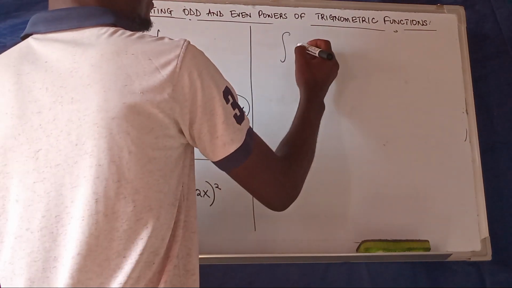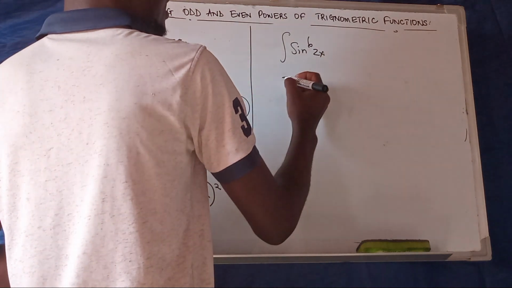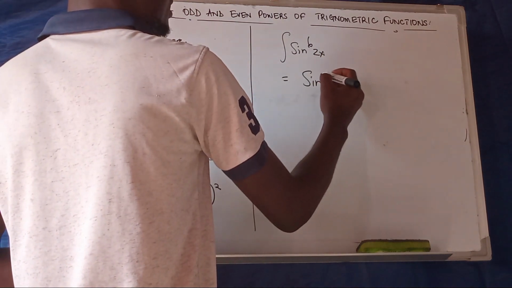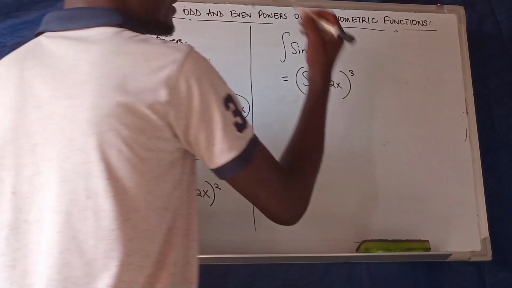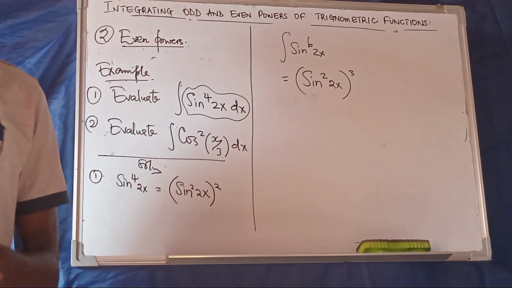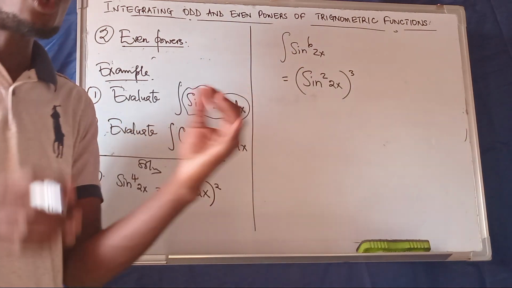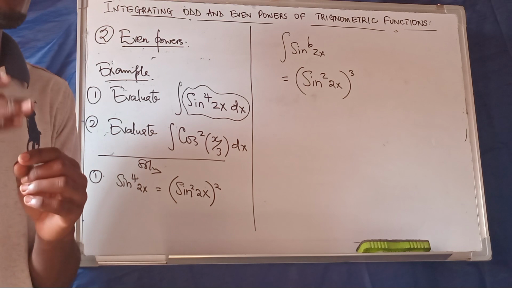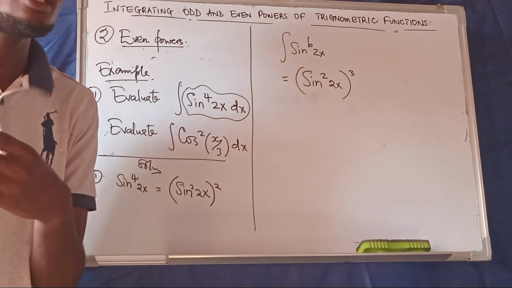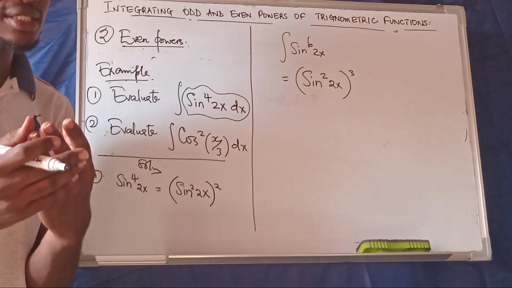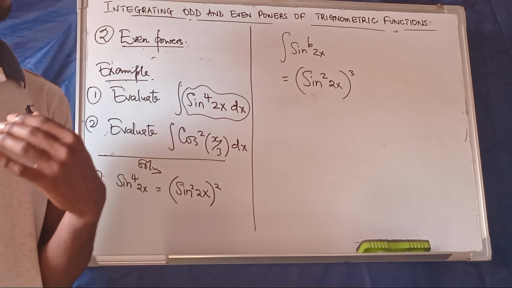What if the integral was sine power 6 of, let's say, 2x? I will simply express this one as sine squared 2x, then to the power 3. I know the identity of, so whatever we leave in the brackets has to be squared. It is not a must, but it is the quickest way of arriving at the solution.